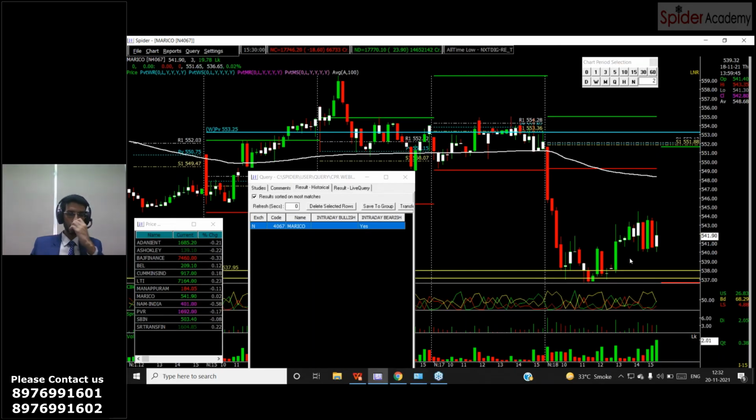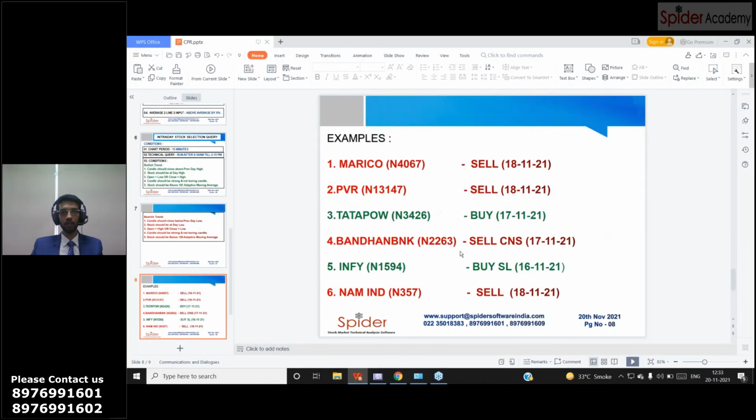In the same way, you know where this stock will move. According to that, you can trade in equity, in options, and in futures as well, because in all the segments we only need the direction, and with the help of this query, you will get the direction. Okay, so this is the bearish condition. Now we'll see the examples.